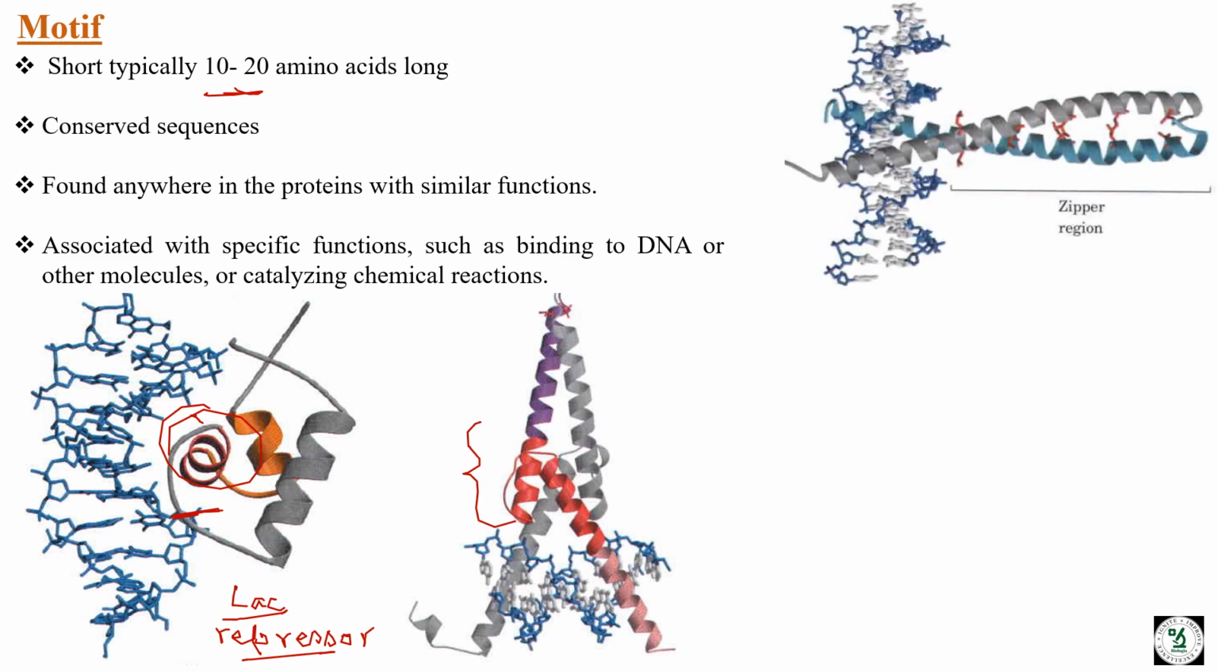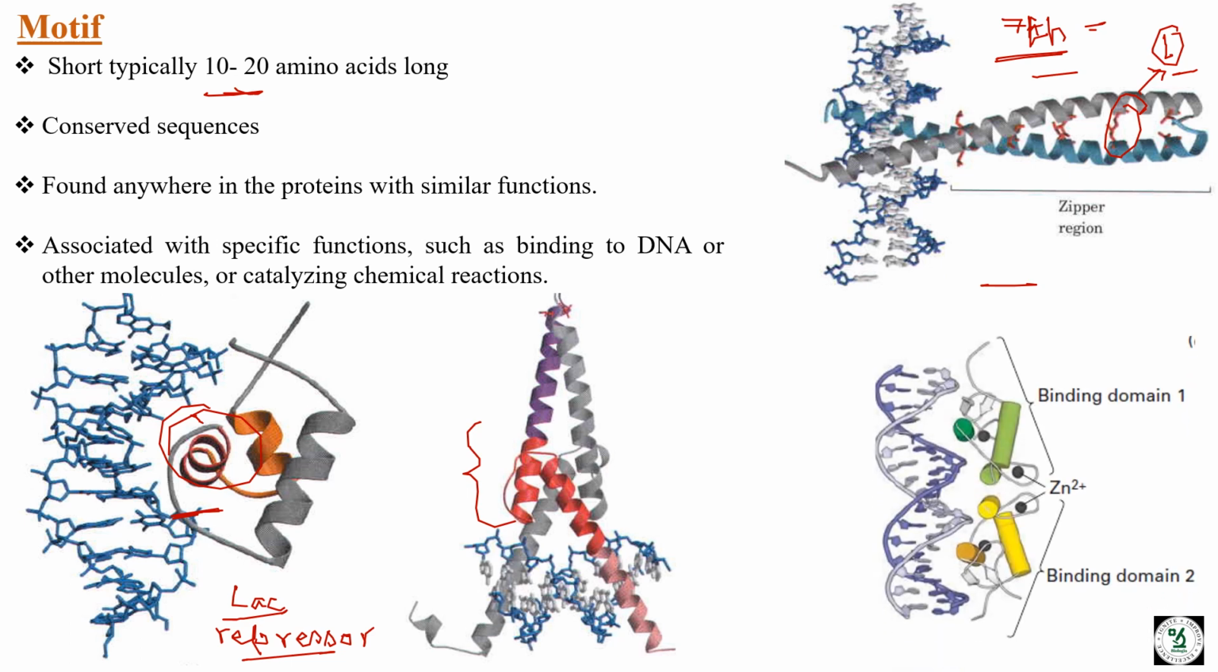In this motif, every seventh position of the protein contains leucine. So this is leucine. Every seventh position of the protein contains leucine. And the next and last is the zinc binding or zinc finger motif.